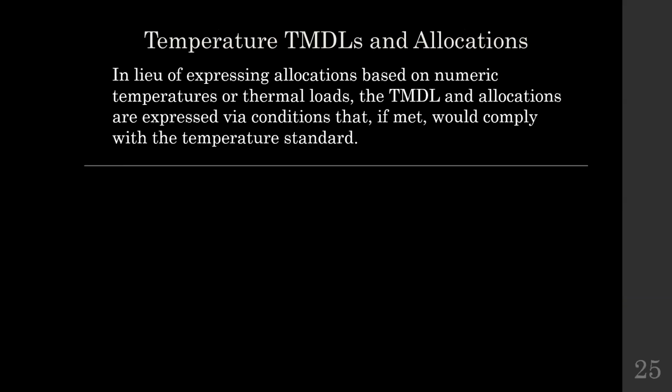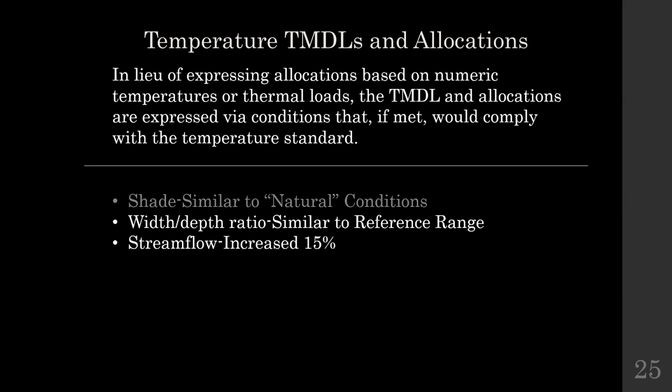So what is generally used is developing allocations based on, if you did certain actions, how would that influence temperature? The recommendations that are made are to increase shade similar to natural conditions, to reduce the width-depth ratio so that the width was decreased to be similar to reference range, and then to increase stream flow by 15%. And if you do these, this should decrease temperatures to near natural conditions.